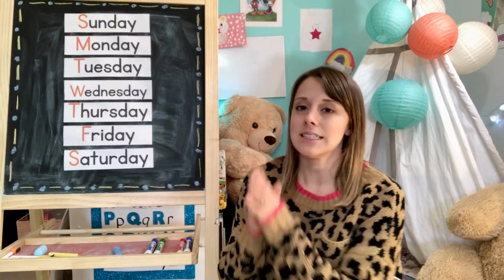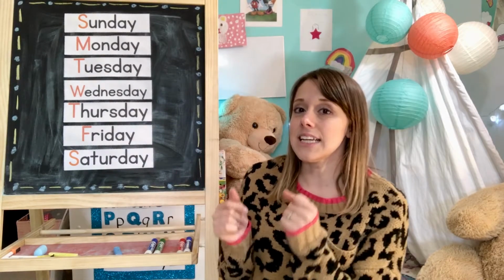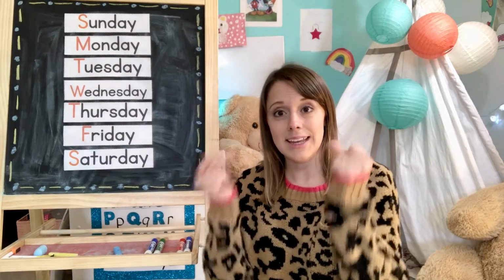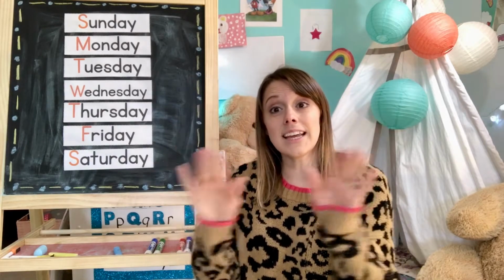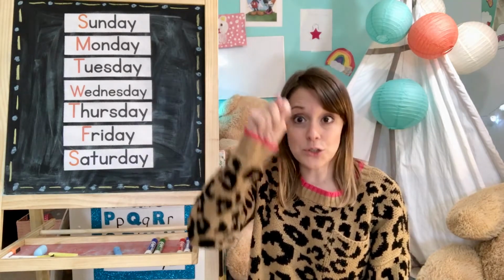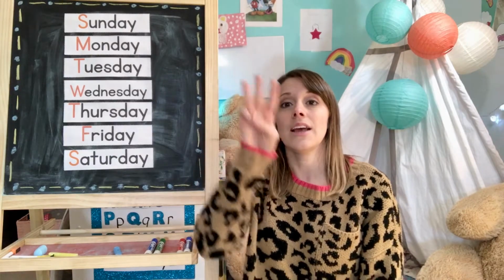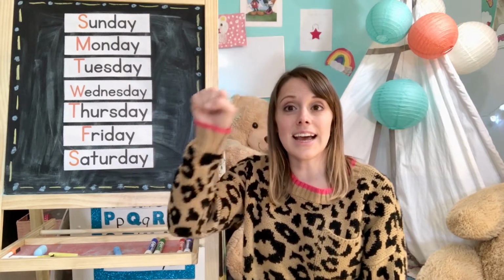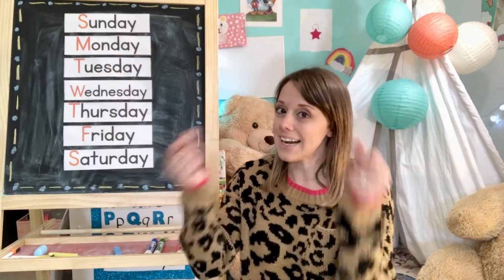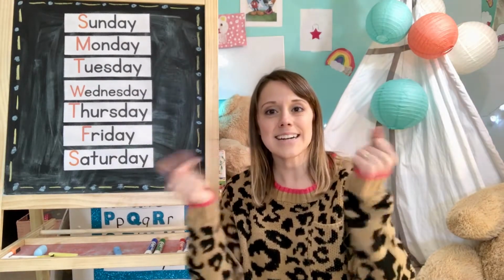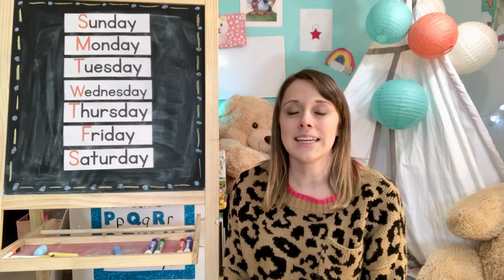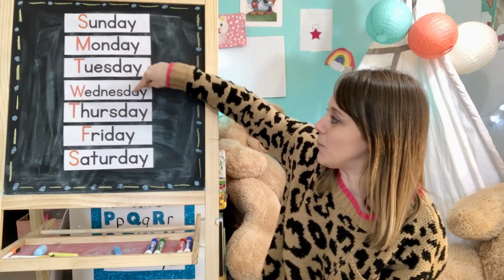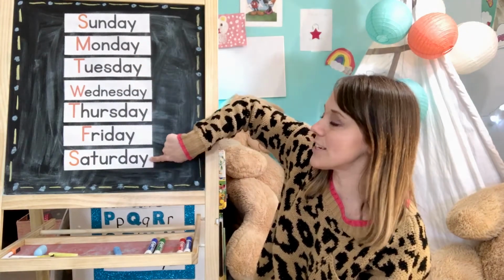Here we go. Days of the week. Days of the week. There's Sunday and there's Monday. There's Tuesday and there's Wednesday. There's Thursday and there's Friday. And then there's Saturday. Days of the week. Sunday, Monday, Tuesday, Wednesday, Thursday, Friday, Saturday.